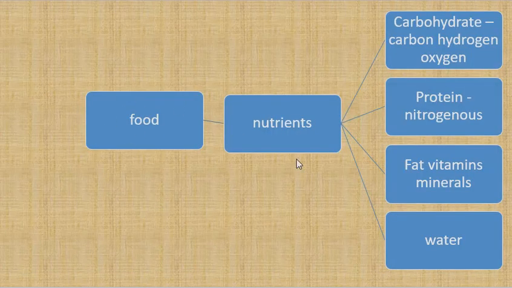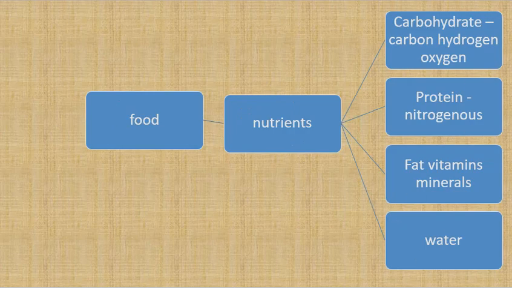Now what is food? Food consists of nutrients. We have studied in earlier classes carbohydrate, that is carbon, hydrogen and oxygen. Protein, that is nitrogenous materials. Fat, minerals and water. These are the components of the food which constitute the nutrients: carbohydrates, proteins, vitamins, fat, minerals and water. These are the nutrients in the food that we get.